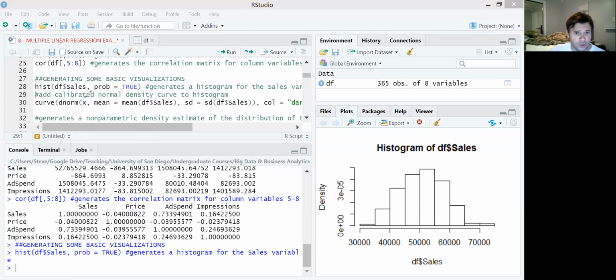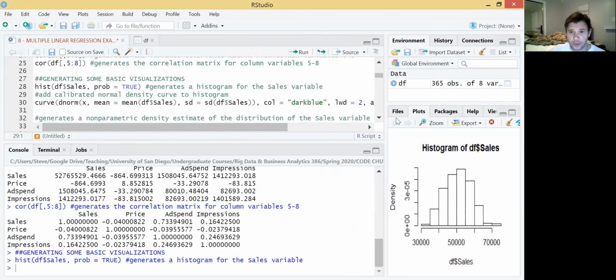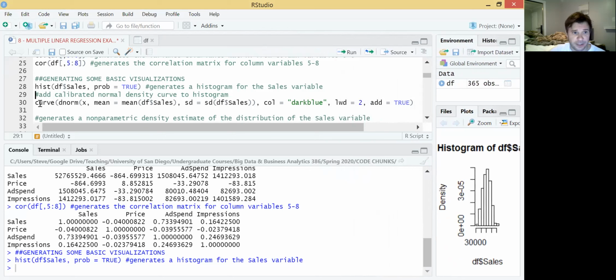In fact, if we wanted to, we can overlay a standard normal curve here. So let me just go ahead and pull this window a little to the right so you can see the arguments that I'm passing in line 30. So we're going to use the curve function. We're feeding it the normal density function. So this dnorm, that is the density function for the normal distribution. We're going to set the mean equal to the mean of the sales data so that the normal curve has the same mean as the underlying histogram. We're going to set the standard deviation for the normal distribution equal to the same standard deviation as the data.